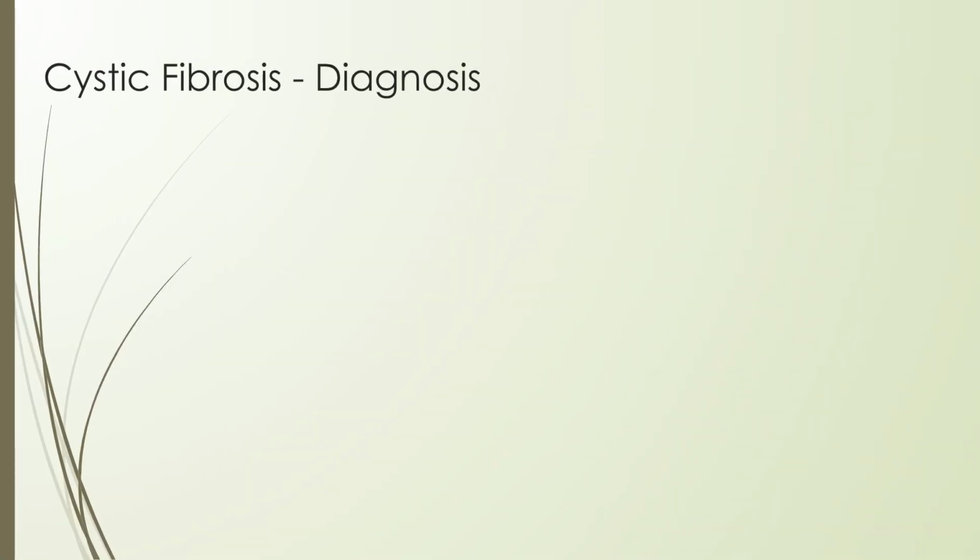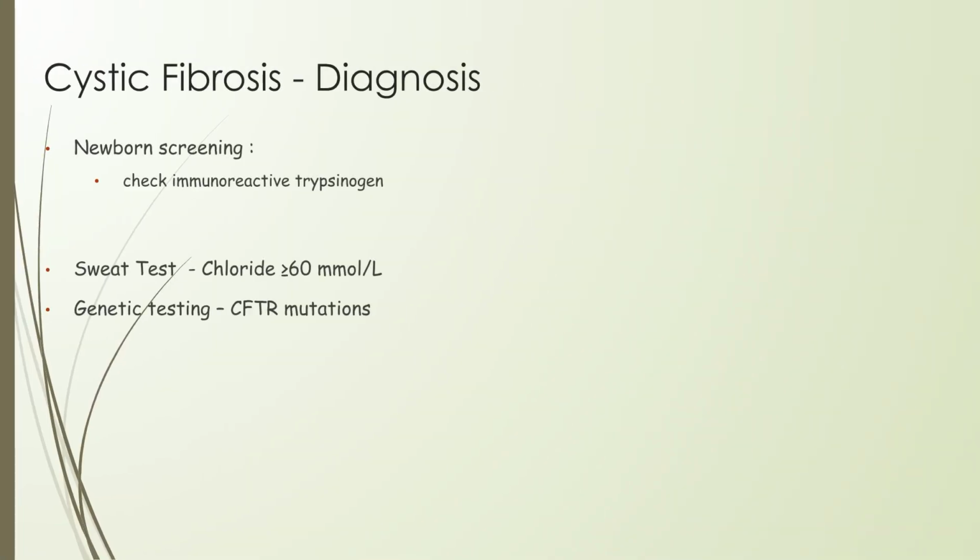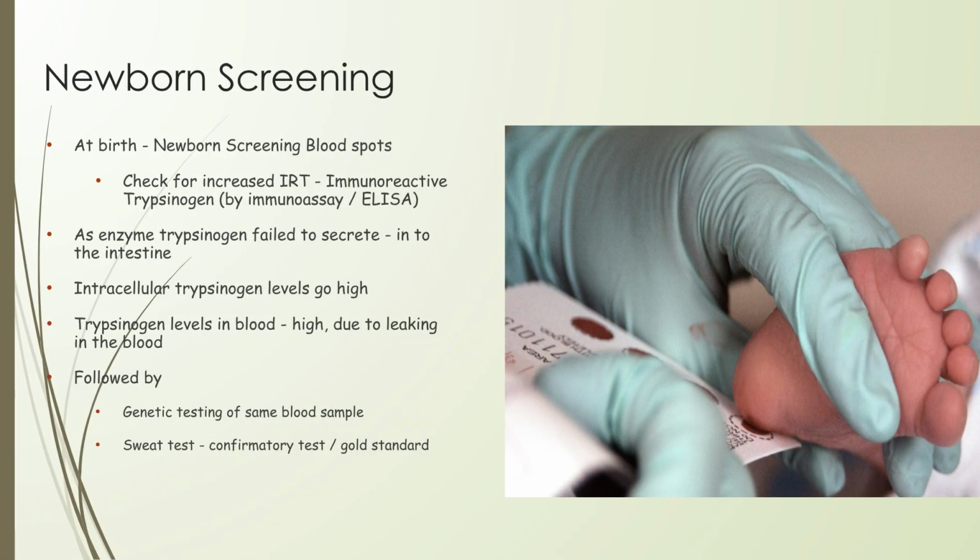Diagnosis of cystic fibrosis includes newborn screening to check for immunoreactive trypsinogen. Confirmatory tests are the sweat test, where chloride levels are 60 mmol/L or higher, and genetic testing for CFTR mutations. Newborn screening uses blood spots to check for increased immunoreactive trypsinogen. This enzyme leaks into the blood because it cannot be secreted into the intestine.